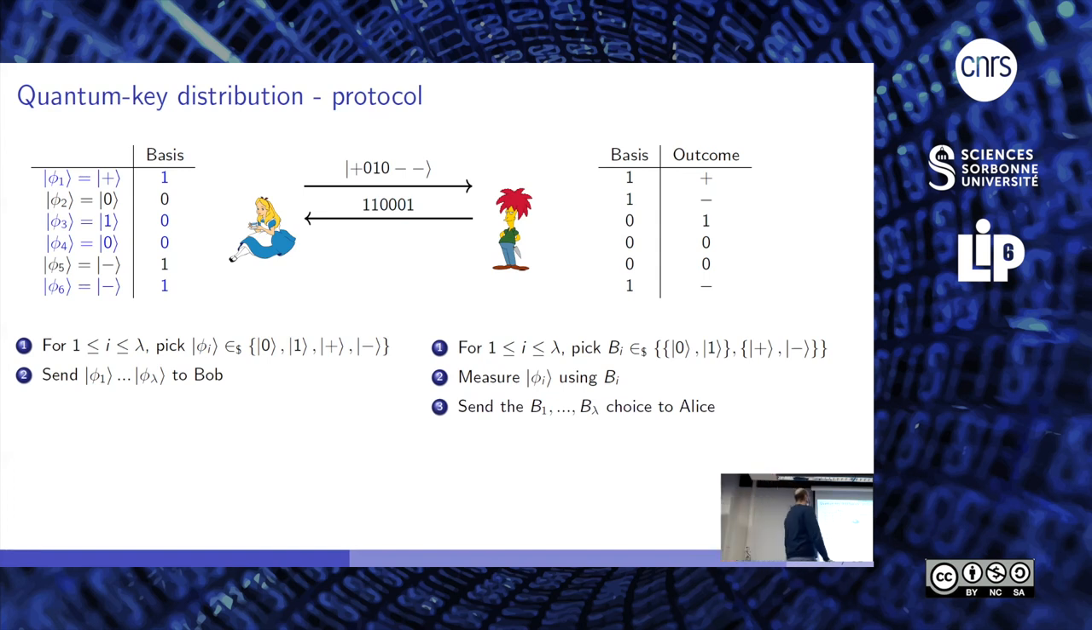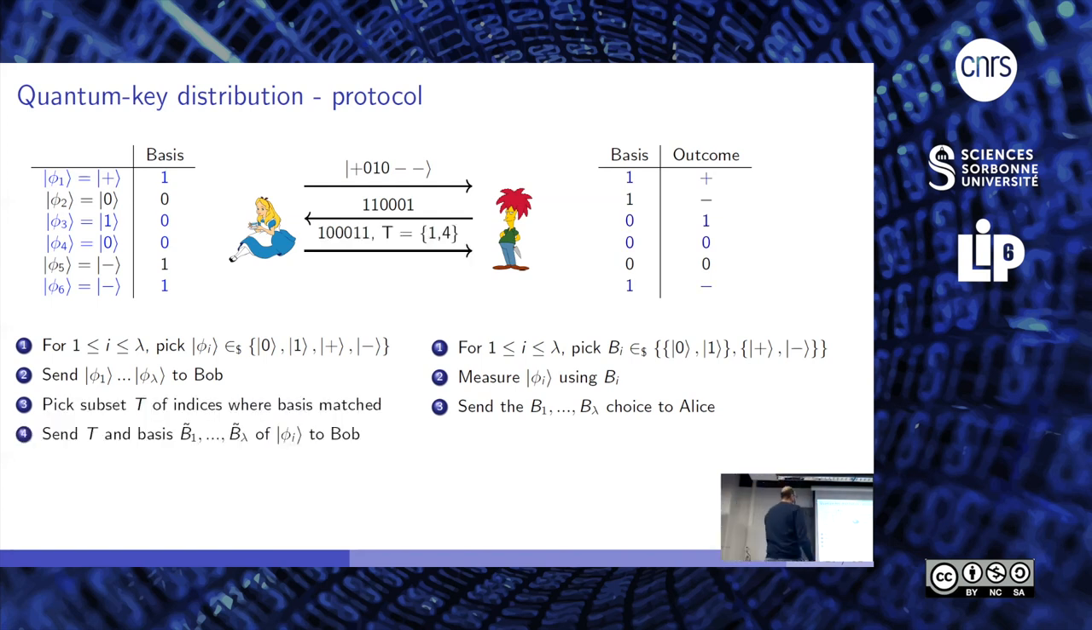Then what Bob will tell Alice is, here are the bases that I chose. I measured the first one in the plus-minus basis, the second one in the plus-minus basis, the third one in the computational basis, and so forth. And in this case, Alice knows the bases of the quantum states that she sent. So with this information, she can compute which bases match and which do not match. And she can tell her bases to Bob, so Bob will also know which bases match and which do not.